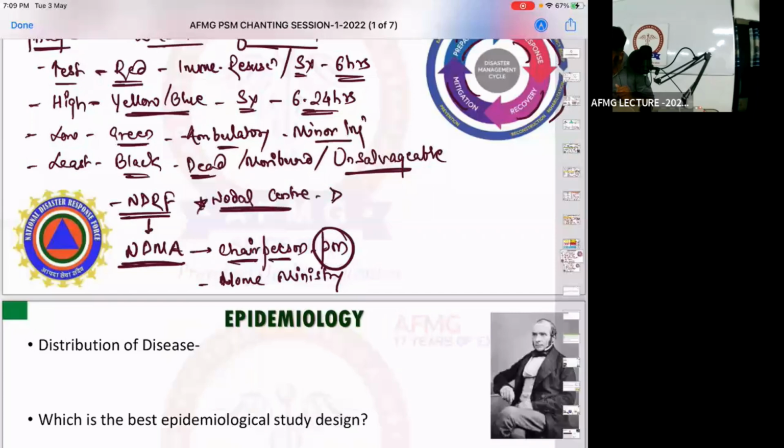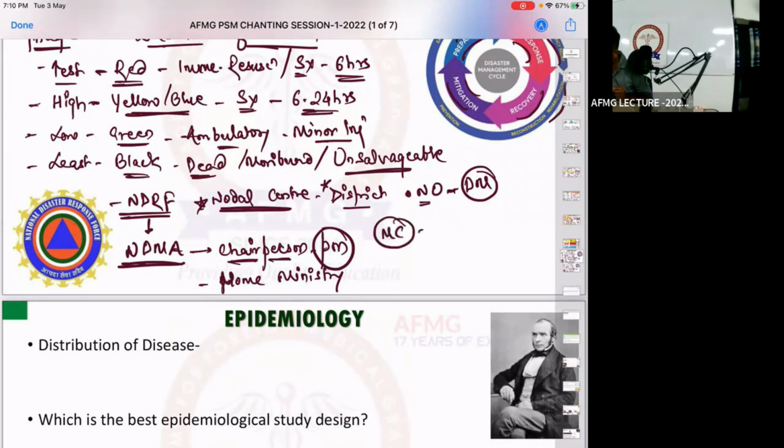Nodal center from where all the rehabilitation and help will be given, this was the question. Nodal officer: district magistrate or collector. No issues with this. That is your disaster management. Rehabilitation is done at which level? District level. So the nodal officer would be the district magistrate. Chairperson of NDMA is the Prime Minister, nodal ministry is the Home Ministry.